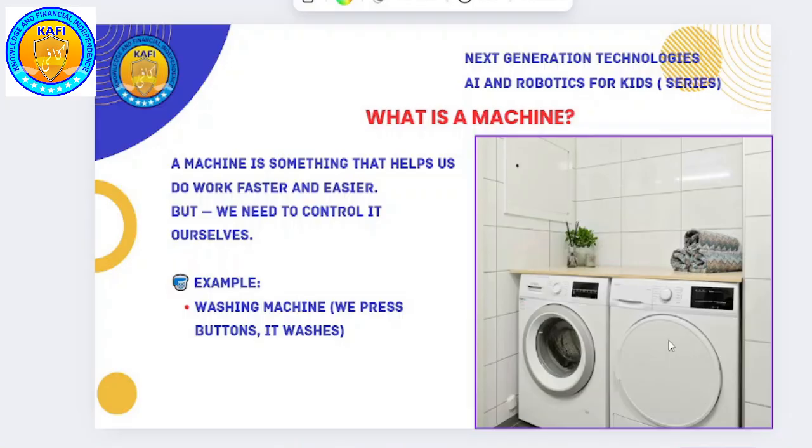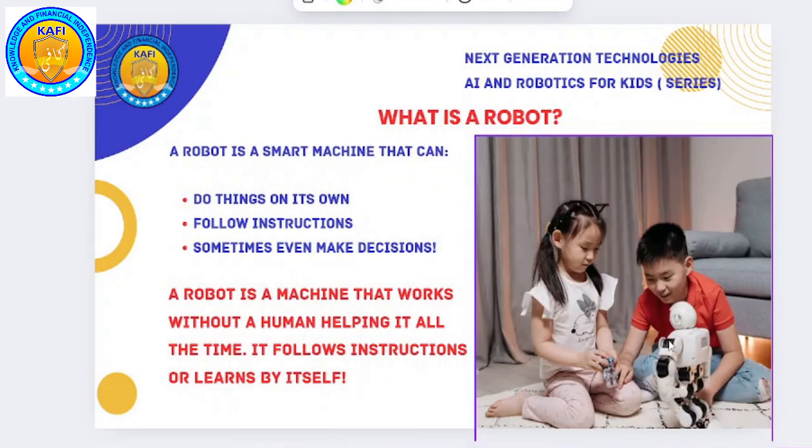Okay, all right. Okay, all right. Okay, next, what do we have now? What is a robot? I told you, a robot is a machine as well. A robot is a machine too, but what kind of machine is a robot?